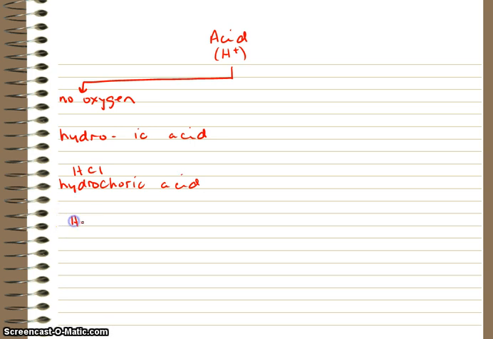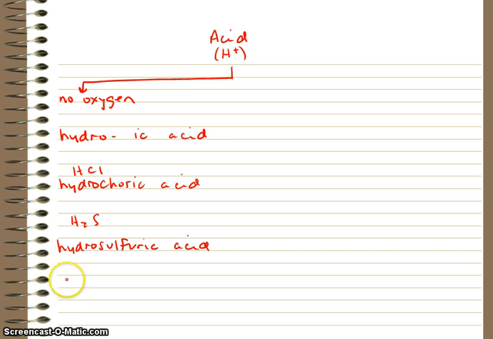If we had H2S, again, it's an acid because it has hydrogen as its positive ion. There's no oxygen in the formula, so we follow the left-hand arm of our flow chart. Hydrosulfuric acid would be our name.